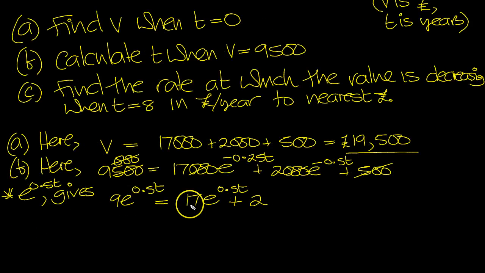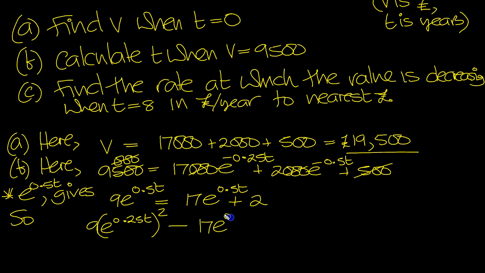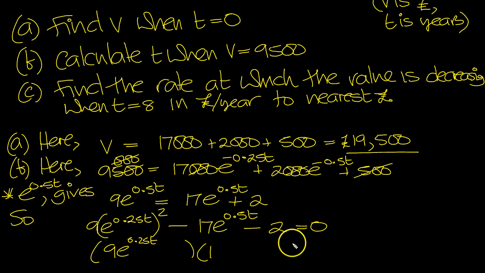So this is just a quadratic, isn't it? So 9 e to the 0.25t, we can write e to the 0.5t as e to the 0.25t squared, move the 17 over, and move the 2 over equals 0. 9 2s are 18. So hopefully it's 9 and 1 and 2 and 1, isn't it? Here and here.